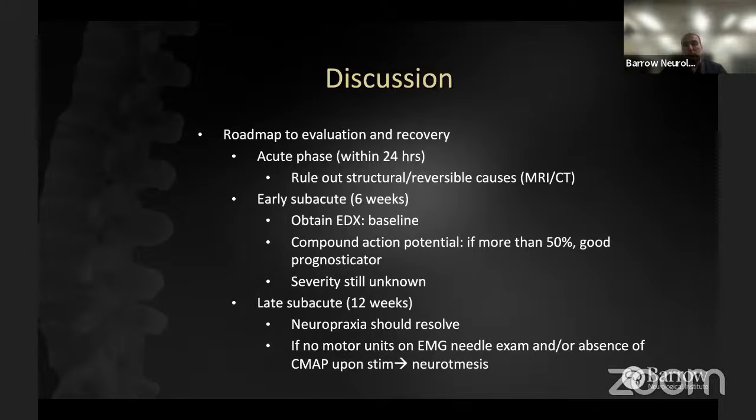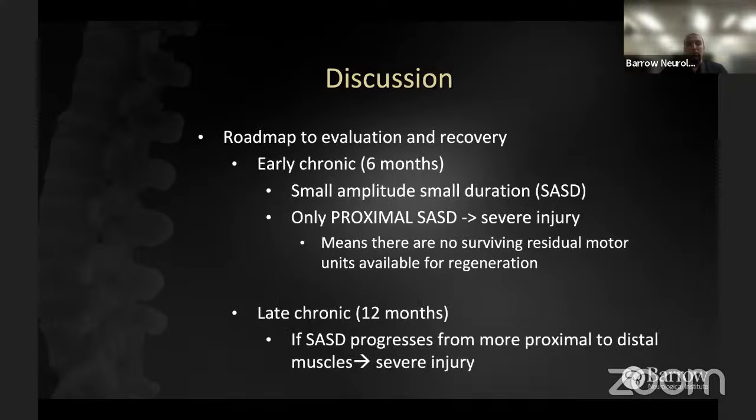At 12 weeks, 3 months, that's when neurapraxia should resolve. If no motor units are present on EMG, or there are no compound action potentials with stimulation, this is the first time you can diagnose a patient with neurotmesis, that the nerve is essentially completely severed. The next time point is at 6 months. The authors emphasize the presence of small amplitude and small duration on EMG. And if only proximal SASTs are present, that means that there are no surviving residual motor units available for regeneration, and that constitutes a more severe injury.